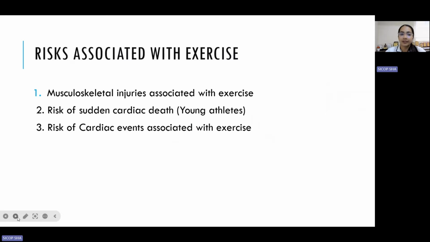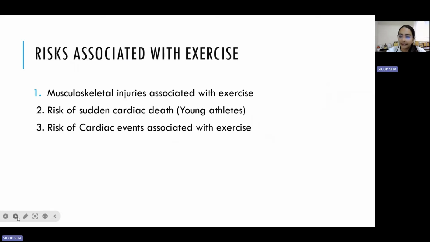Risk factors associated with exercise. The most common risk factors associated with exercise are musculoskeletal injuries. We very commonly find them with respect to overexertion, be it ligament tears and so on and so forth.